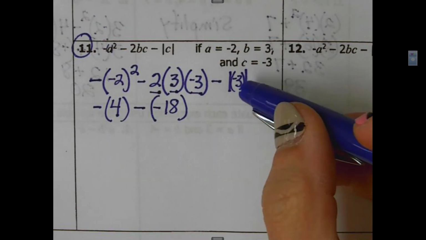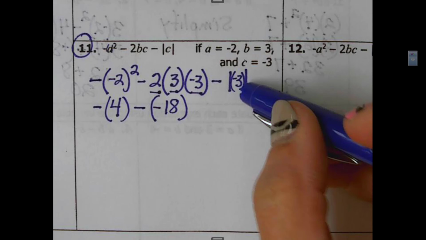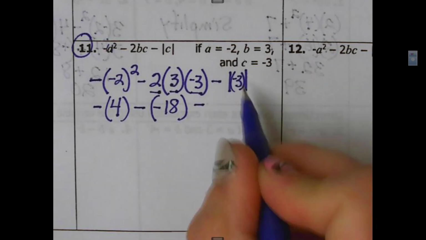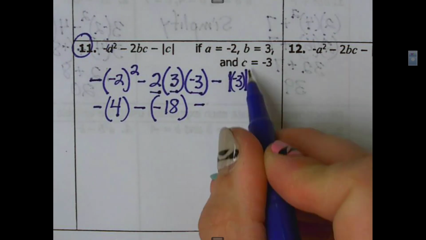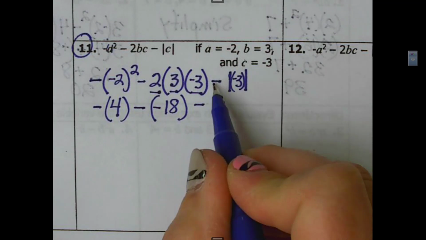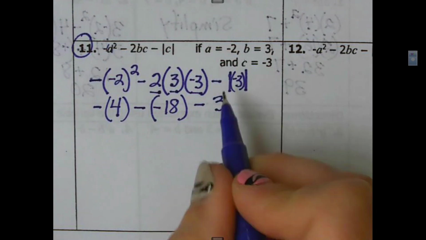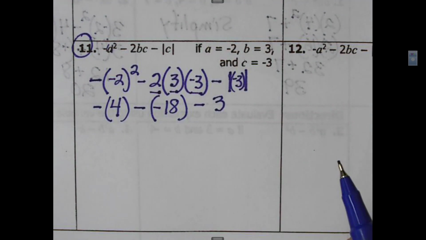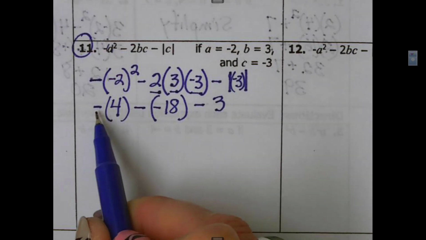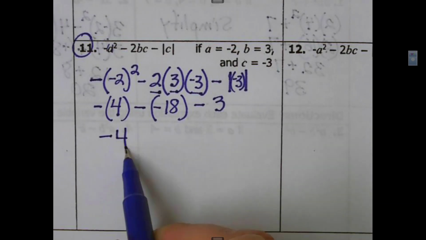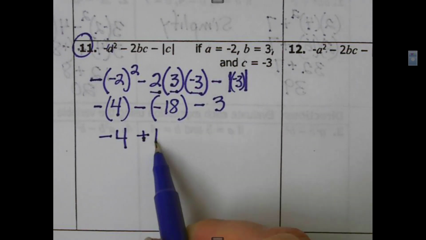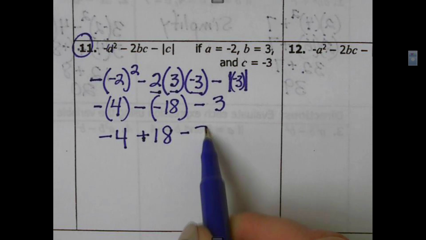Absolute value just means how far is -3 away from 0? Well, -3 is 3 away from 0. So I get rid of those absolute value signs. -3 is 3 away from 0, but we're subtracting that value. So that's why I just brought down that subtraction sign. Okay, let's do some more simplifying. This is the opposite of 4, which is -4. This is the opposite of -18, which is +18, -3.